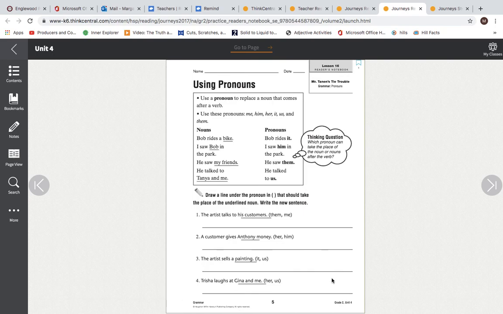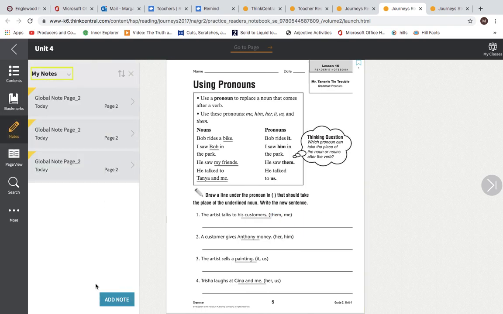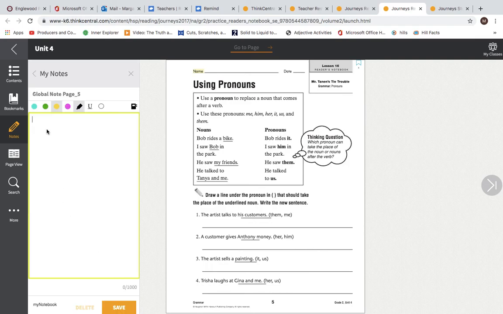Reading the directions, draw a line under the pronoun in parentheses that should take the place of the underlined noun. Write the new sentence. The artist talks to his customers. Customers is the noun that we want to replace. Customers is more than one. It does not include yourself. It's after the verb, so it should be them. And that's as best as I can underline it. And then they want us to write the sentence correctly. So number 1, the artist talks to them.